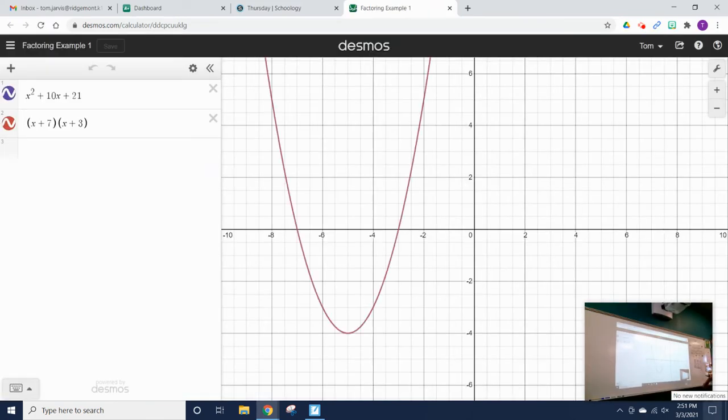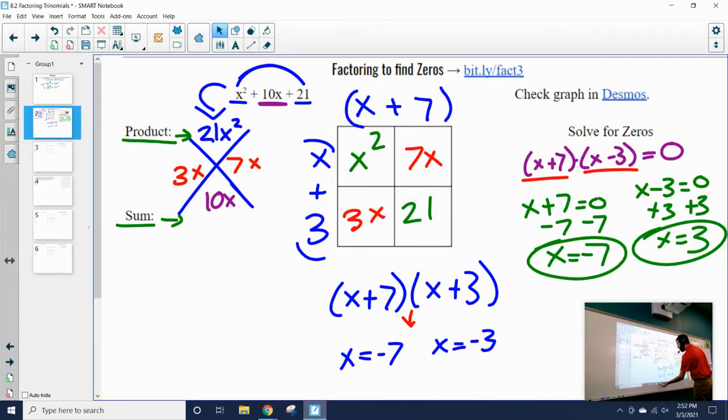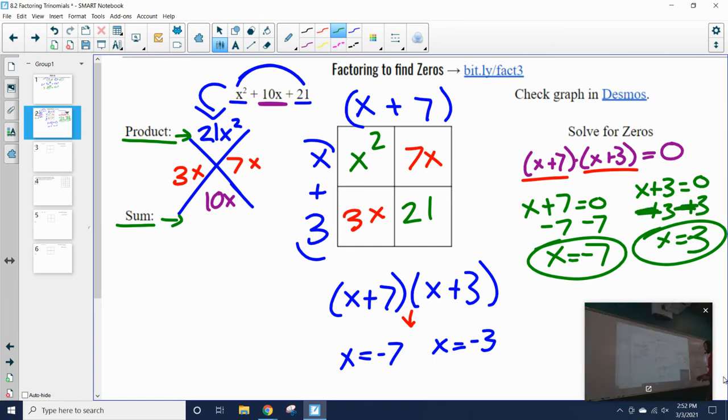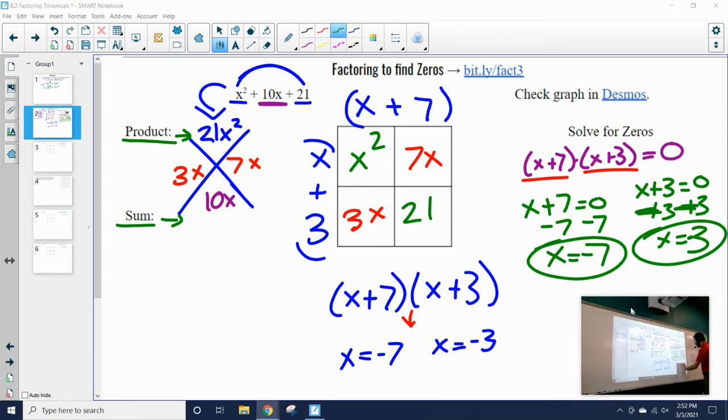So looking at Desmos, we can see our two quadratics are showing up the same. We see their graphs are the same. If we look at those x-intercepts, we have -7, 0, and we have -3, 0. Did I mess up something? Oh, because it's positive 7, positive 3. I wrote -3 here. That was my fault. This should be positive 3. Yeah, it's my fault. I missed that.